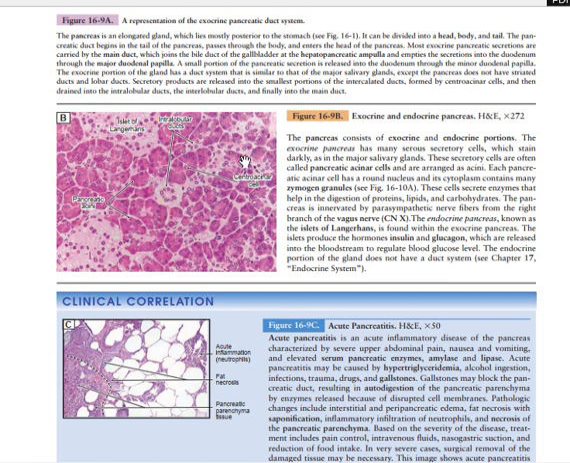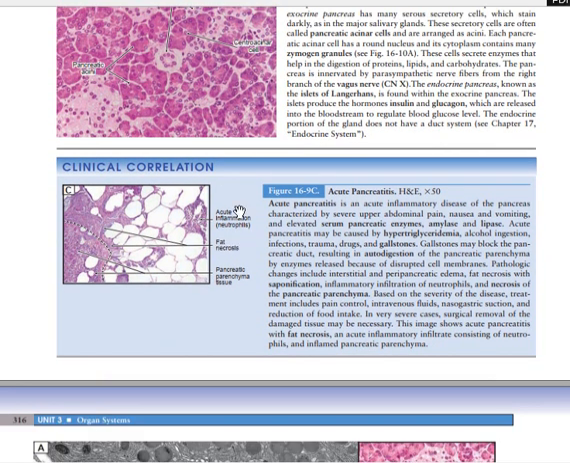So as you can see, these are the centroacinar cells with the acinus here, and these are the interlobular ducts here, and these are the different pancreatic acini, is it clear? These are now the islets of Langerhans, which are more clear.